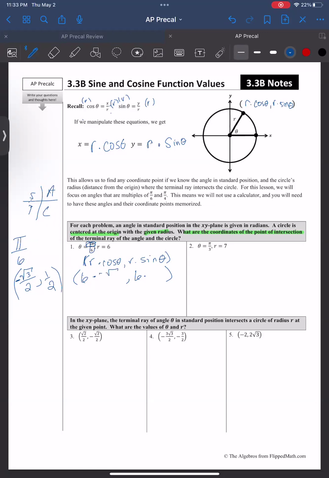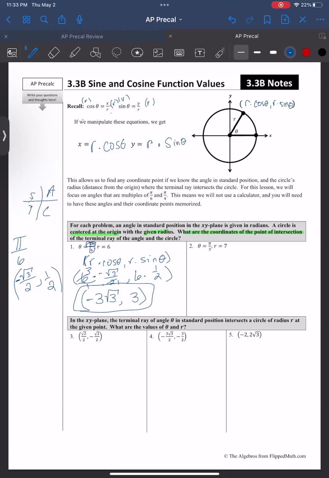So now I'm just going to go ahead and multiply both of these. So in this first example, 6 times negative square root of 3 over 2, well, I can simply remember that 6 is 6 over 1, and then I can cross simplify. So that's going to be 2 divided by 2 is 1, and 6 divided by 2 is 3, leaving me with negative 3 square root of 3, comma, and then 6 times 1 half, well, that's just 6 divided by 2, so 3. And that's it. Those are your points of intersection.